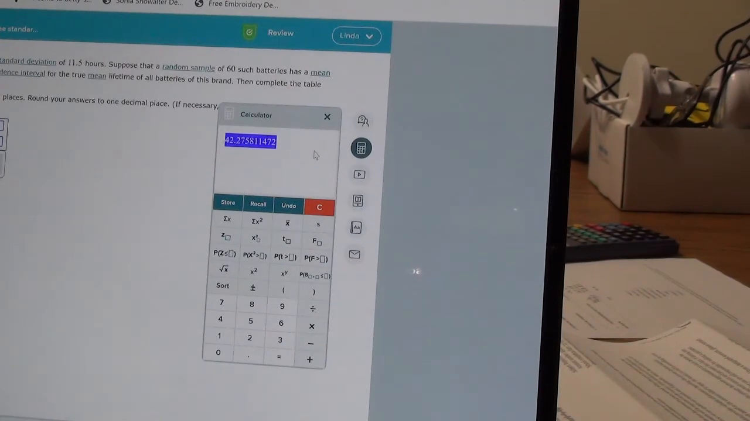And I get 42.3 when I round that off. It's 42.275, but 42.3 then would be my answer.